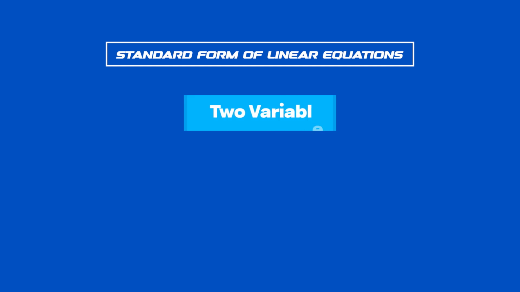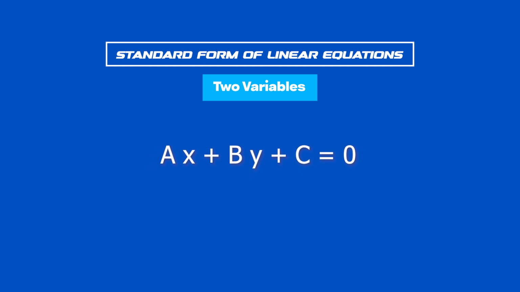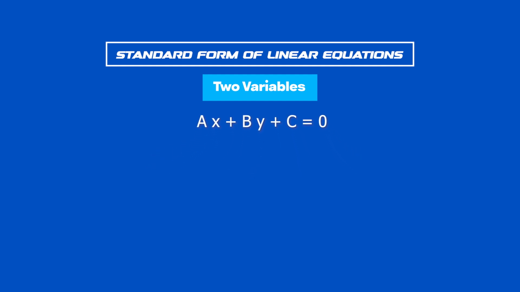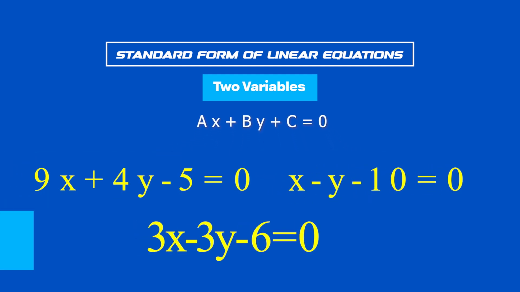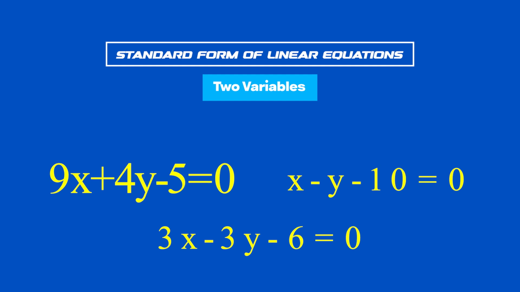The standard form of a linear equation in two variables is represented as ax plus by plus c is equal to 0. On the other hand, these are examples of linear equations in two variables, since the equations contain x and y variables.